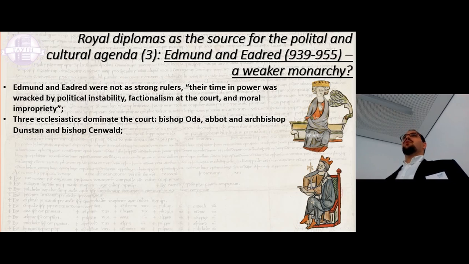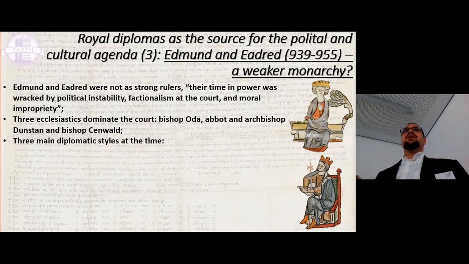The court was dominated by the so-called ecclesiastical party. The three most prominent figures were Bishop Oda, Abbot and later Archbishop Dunstan, and Bishop Cenwald, or Kuhnwald in the West Saxon pronunciation. And it seems like they were pushing the monarchs aside from the government, which is not surprising because, for example, King Edred spent most of his time ruling from his bed because he was very sick. So quite explicable. Next one, please.